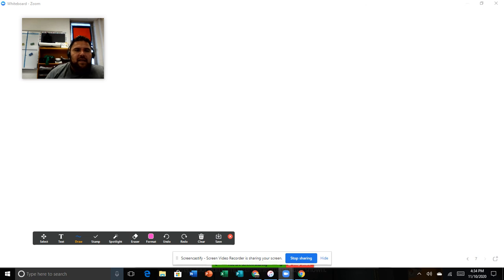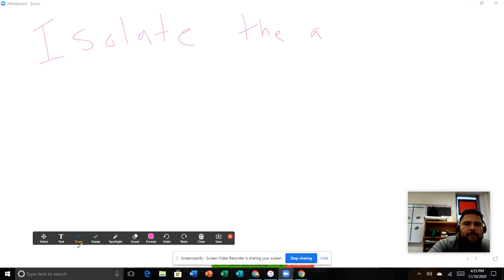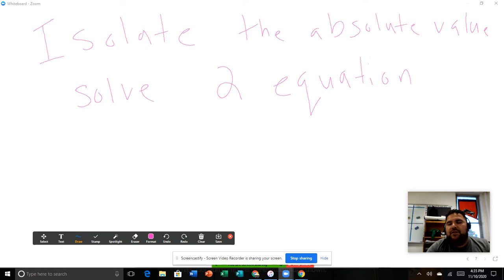So some notes to take: you want to make sure that you always, always, always isolate the absolute value. Okay, isolate the absolute value. Okay, then once you're done isolating that absolute value, right, you got it by itself, then you're going to solve two equations. Make sure that you flip the other equation. You're making sure that it's the opposite. You're negating the whole entire piece.